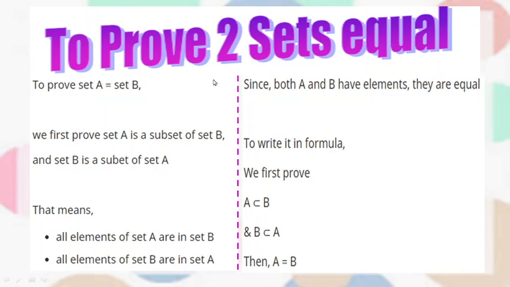Now next topic is how we prove 2 sets are equal. When we have to prove set A is equal to set B, we first prove set A is the subset of B. If you have forgotten what is the subset, then please watch my earlier videos. And set B is the subset of set A. That means all the elements of set A are in set B, and all the elements of set B are in set A. Since A and B both have the same elements and they are equal, to write it in the formula, A is a subset of B and B is a subset of A. So we can say that A is equal to B.